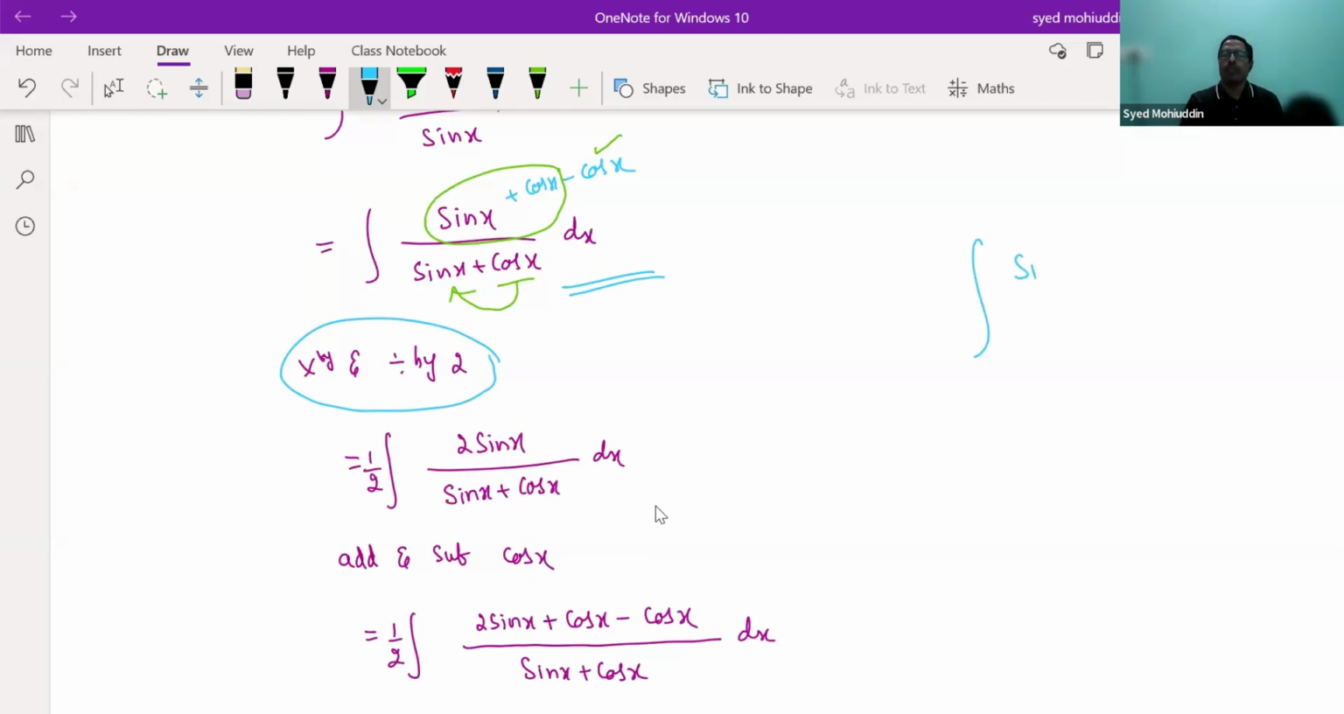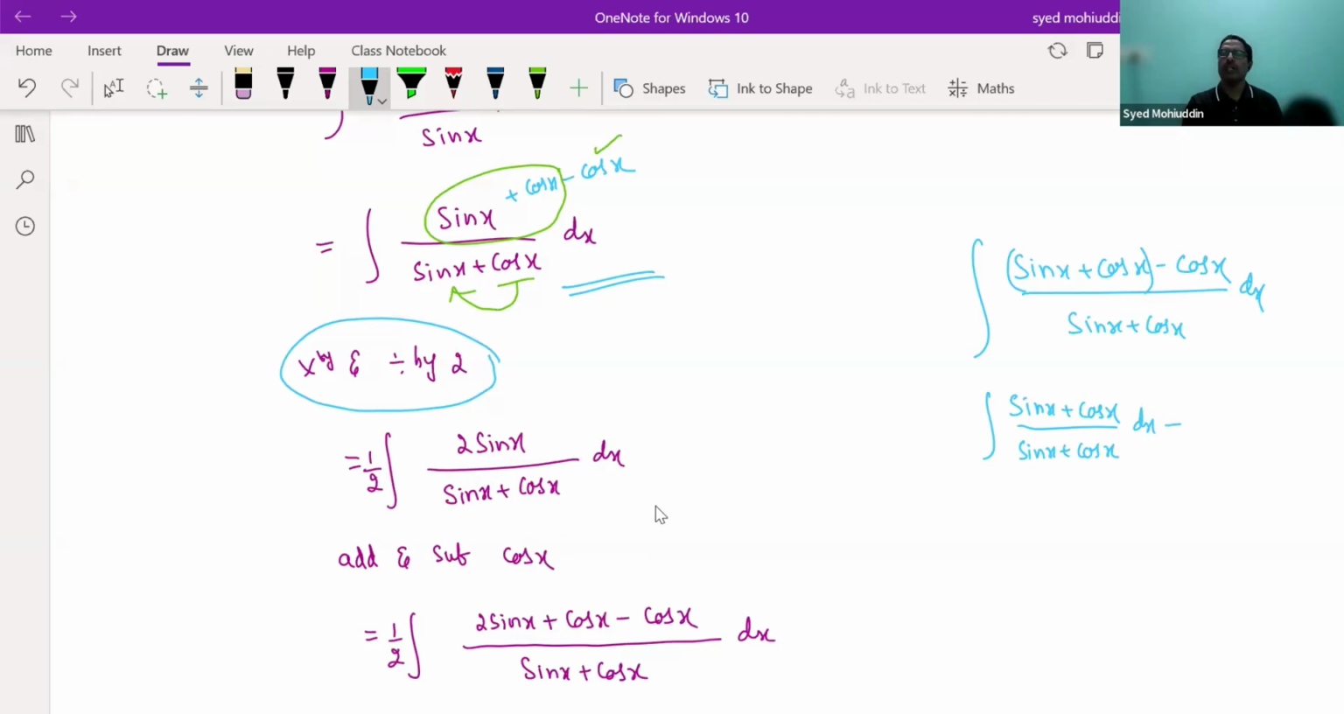Sin x, they will try to add cos x, or subtract cos x, divided by sin x plus cos x. So if you try to do this way, what are the consequences you are going to face? I am grouping the first two. Okay, I have done it. Sin x plus cos x divided by sin x plus cos x into dx. Let me write down into dx.